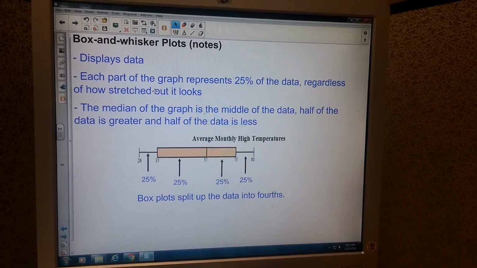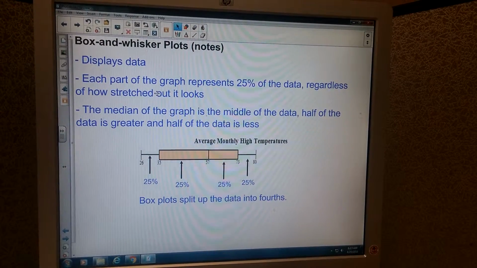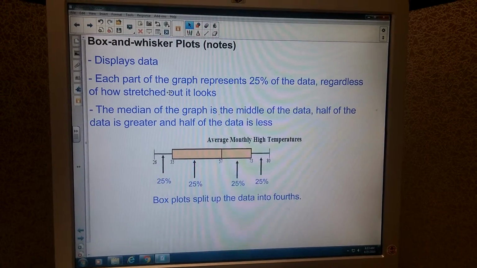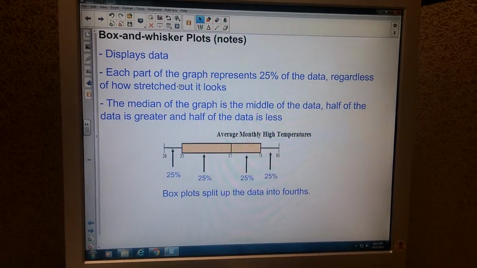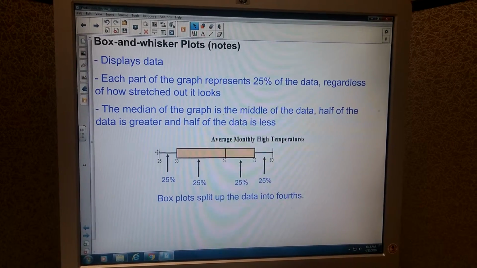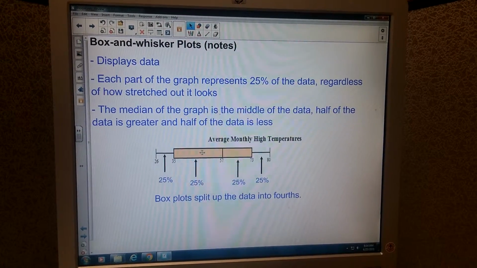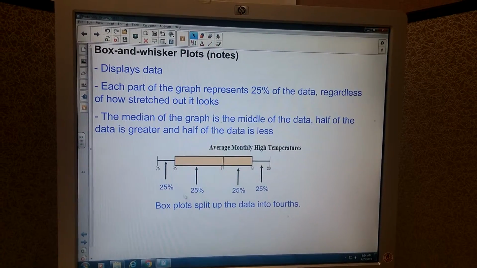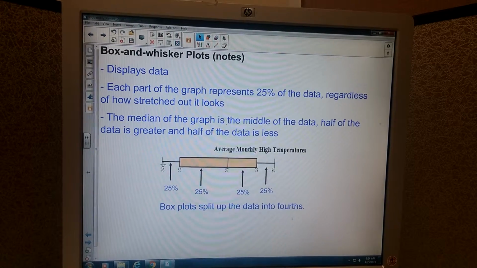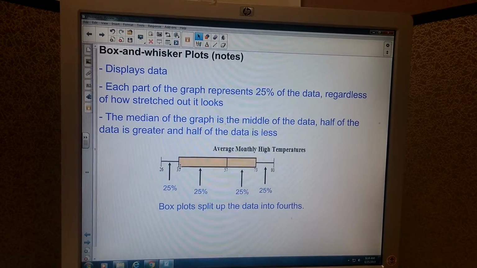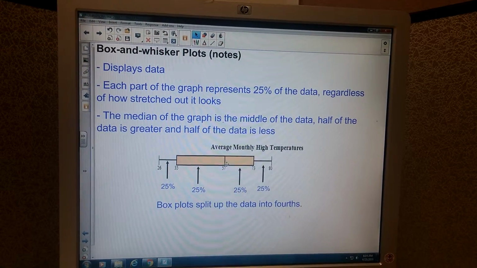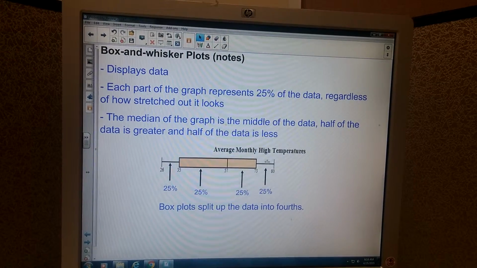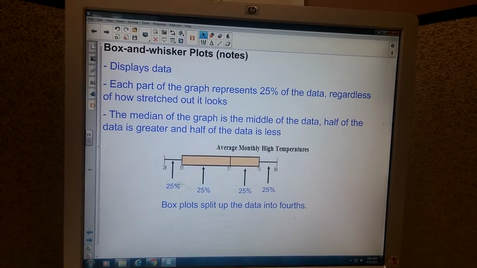Okay, this needs to get copied down onto your note sheet. Box and whisker plots display data. Each part of the graph represents 25% of the data, regardless of how stretched out it looks. So each little section of the graph contains 25% of the data. How long each section is irrelevant. So 25% of the data is between 26 and 35. 25% of the data is between 35 and 57. 25% of the data is between 57 and 73, and 25% of the data is between 73 and 80.